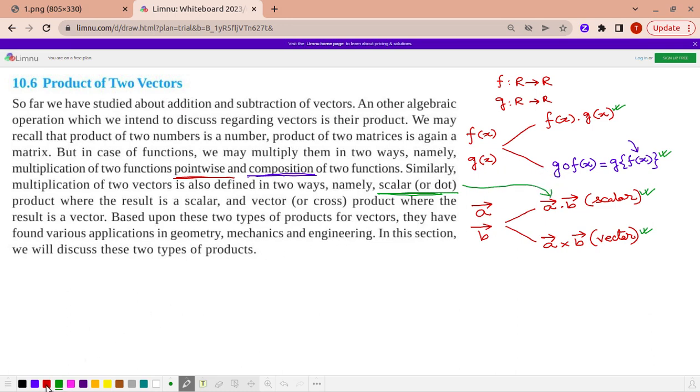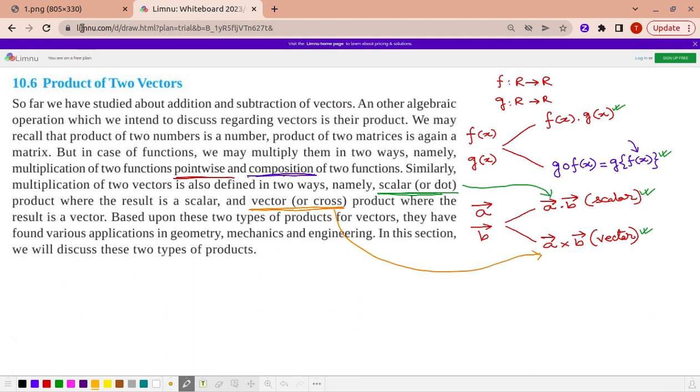And whenever we use the vector product or cross product, that is denoted by this one, A cross B. Both these types of products have various applications in geometry, mechanics and engineering. We are going to discuss these two products in detail, their properties, and if our time permits, we will go through some examples as well. As usual, at any point of time, if you have the smallest query, never hesitate to ask me.